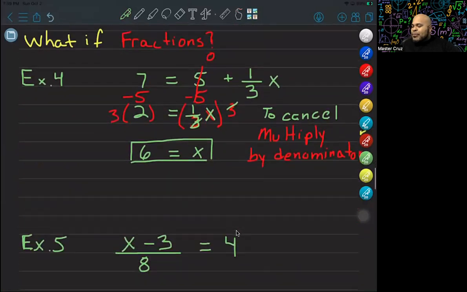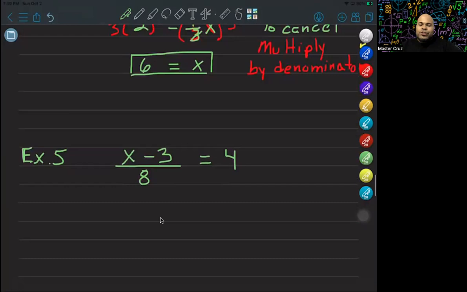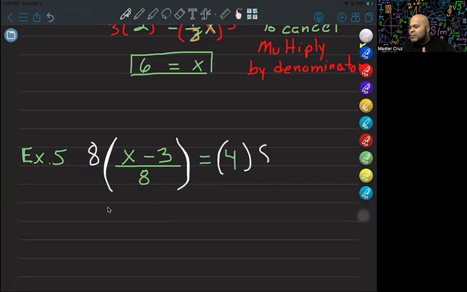The last type of problem also has a fraction, but this time everything, the x minus 3, is in the fraction. So in this case, even though you might want to add 3 to both sides, you cannot do that. I hope that you're paying close attention. You cannot do that because this whole thing is the numerator of the fraction. Here, we need to cancel the fraction first. And this is very simple. All you've got to do is multiply times the denominator, because that's what we just learned. To cancel fractions, we multiply times the denominator.